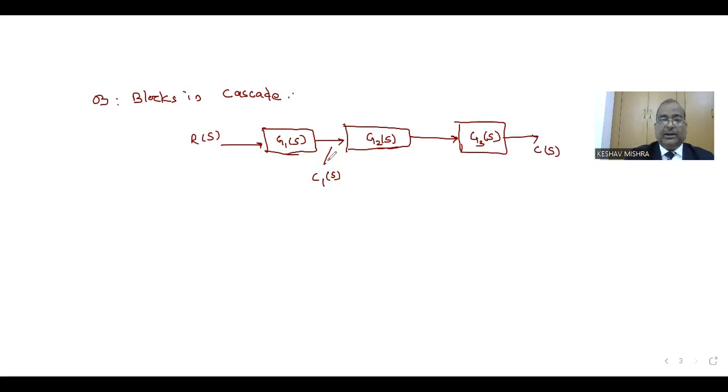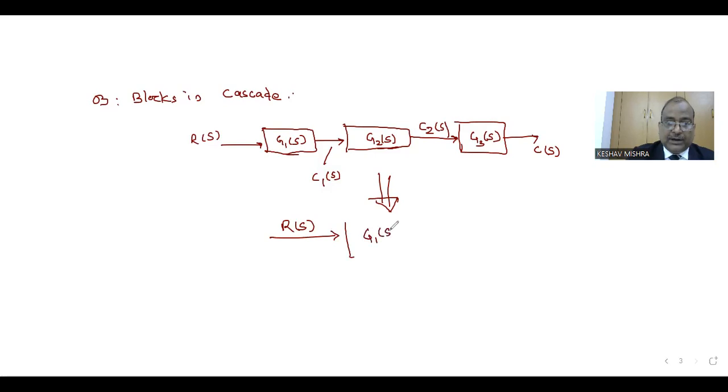So C1(s) is the input from the first stage given to the second stage, and in a similar manner this output C2(s) is now the input for the third stage. Such a connection of blocks forms the cascade. This arrangement can be represented in another manner also. We can draw the equivalent of this cascading in this way.